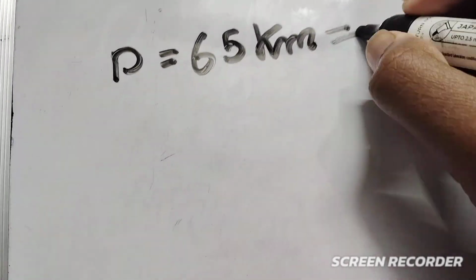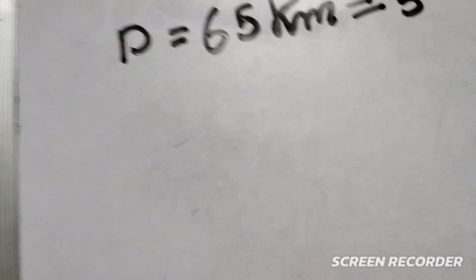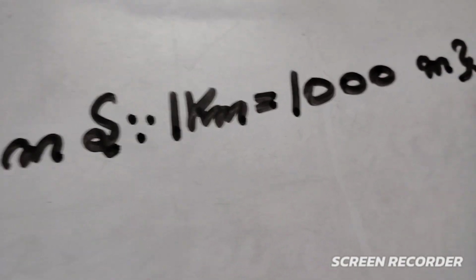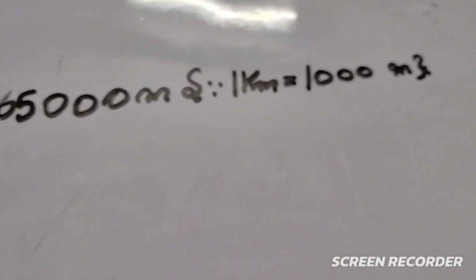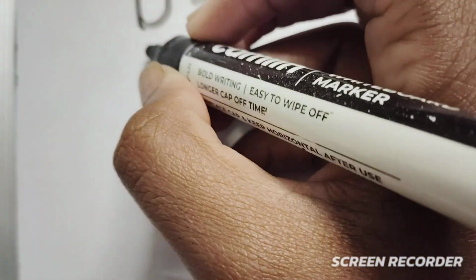If we convert this into meter, sorry, we wrote 5 earlier, here we will write 65,000 meter, because 1 kilometer is equal to 1000 meter. You have seen how much we have written. That's D, the distance. Now time.